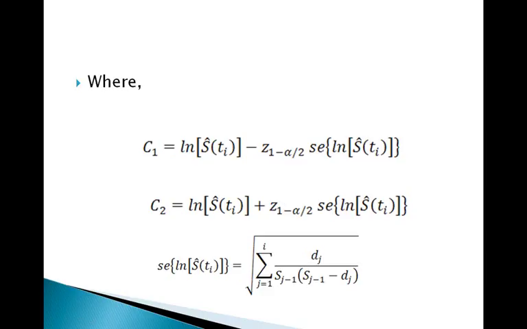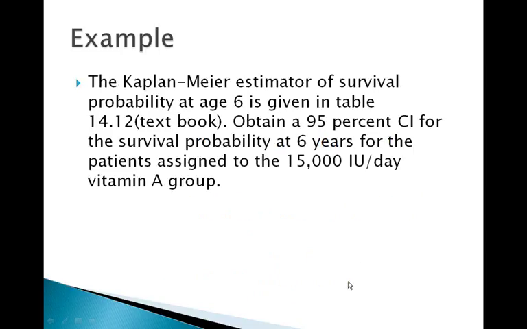So we would calculate c sub 1 and c sub 2 by taking the log of the estimated survival probability at time t sub i plus and minus the critical value, the z-score of 1 minus alpha over 2, where alpha is usually 0.05, times the standard error of that point estimate. And the standard error of that point estimate is equal to the square root of the sum of each of the d sub ij divided by s sub ij minus 1 times s sub ij minus 1 minus d sub ij.